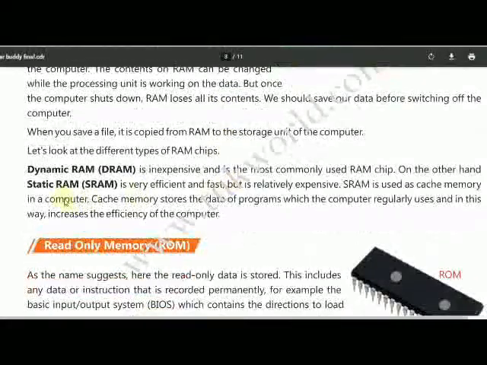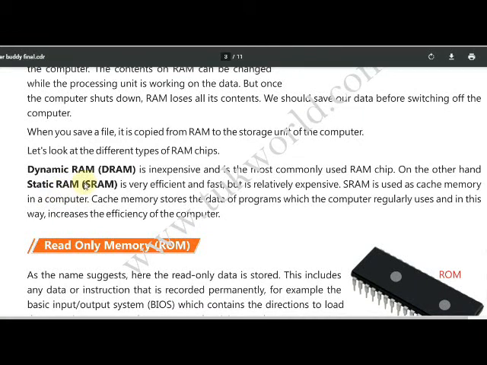Then next one, that is static RAM, SRAM. S stands for static. We know the full form of RAM, that is random access memory. So what is the full form of S? S stands for static. Okay, so what is the full form of SRAM? Static random access memory. This is the full form of SRAM.